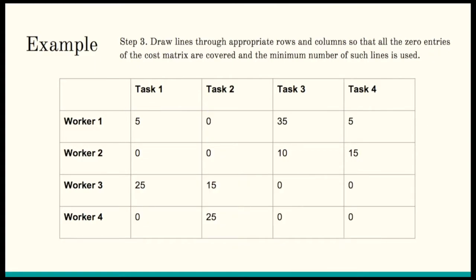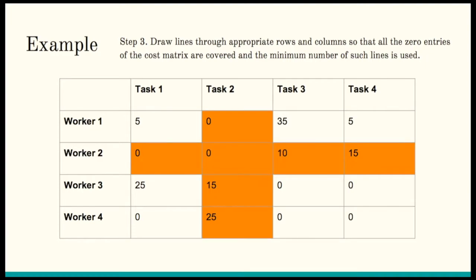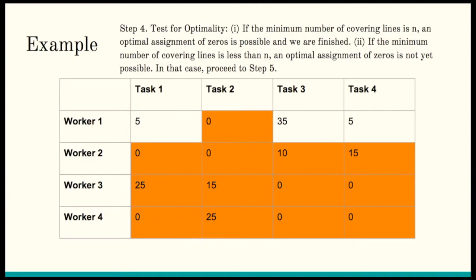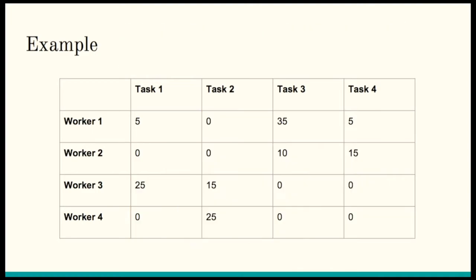Now return to step 3 and redraw the covering lines. Now, the minimum number of covering lines is 4, and this can be achieved by covering column 2 and then rows 2, 3, and 4. Since the minimum number of covering lines is now equal to n, we know an optimal assignment of zeros is now possible, so we can assign tasks to workers.